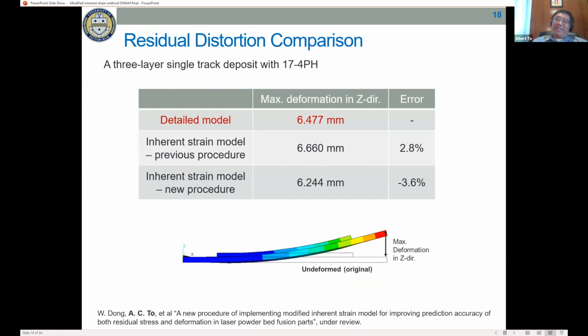But we need to look back at the displacement. Because now we are encouraging local plastic deformation, the overall displacement becomes smaller. From the previous procedure we were getting an overestimation of 2.8%, and now we're getting an underestimation of 3.6%. So it went the other way, but that is still acceptable. The good thing is that we capture the stress a lot more accurately now using this 2 temperature model.